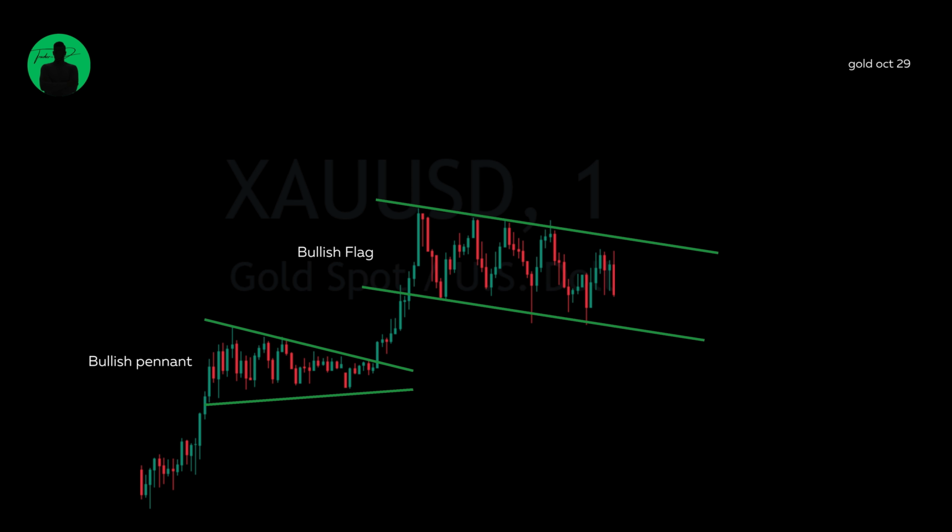So, why is this important? Well, the flag pattern often hints that the market is simply catching its breath and might be preparing for another move in the same direction. If the price breaks out of the top of this flag, it could mean the uptrend is ready to continue. In short, after a solid upward trend, this flag pattern suggests that gold might have more room to rise if it breaks out above this consolidation zone. Patterns like these help us anticipate what the market might do next, so never forget to practice.